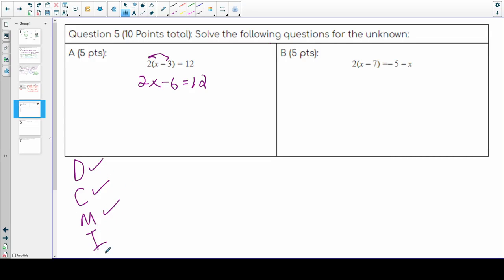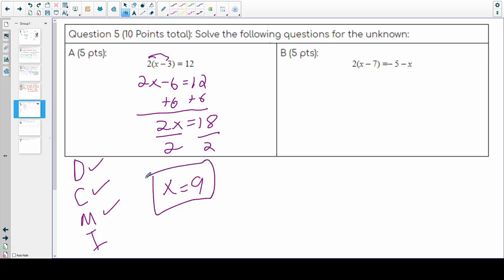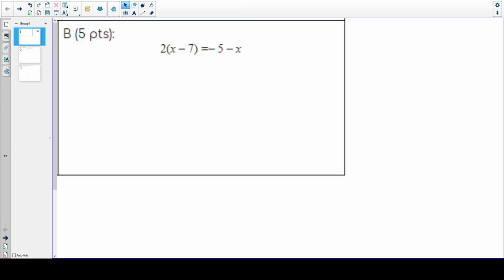Done. So now we just need to use inverse operations. I want to get x by itself. The inverse of minus 6 is plus 6. And you're left with 2x equals 18. Divide by 2. And you're left with x equals 9. Bam, boom.